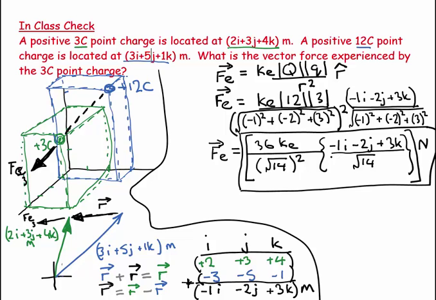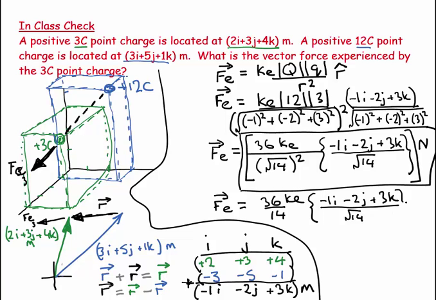If you wanted to work it out longhand, then you would say, well, F_E, I'm not sure I'm going to go all the way because this is getting a bit long, but it would be 36 K_E over 14, which is a number, multiplied into minus 1i minus 2j plus 3k over the square root of 14 newtons. And you can work out this number and multiply it into that and get so many i, and then get so many j and get so many k, and just end up with numbers in the end. But I choose not to go that far.